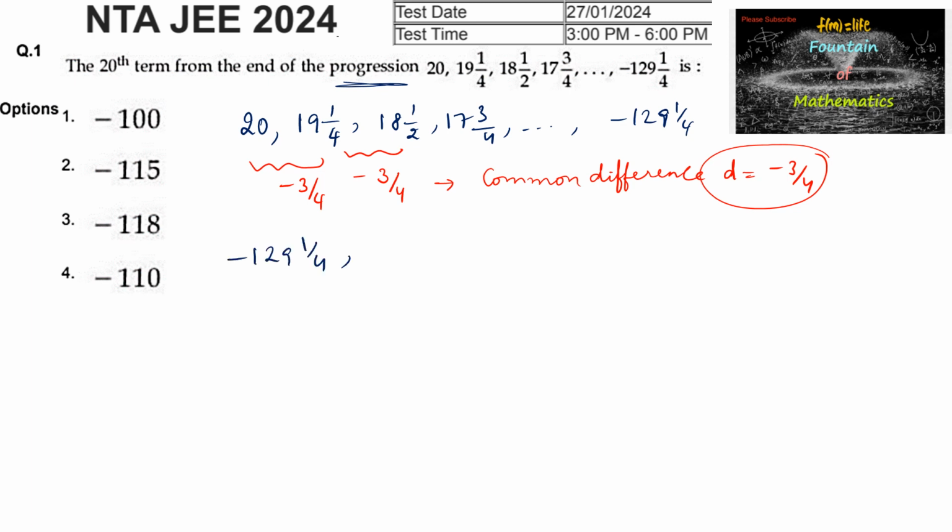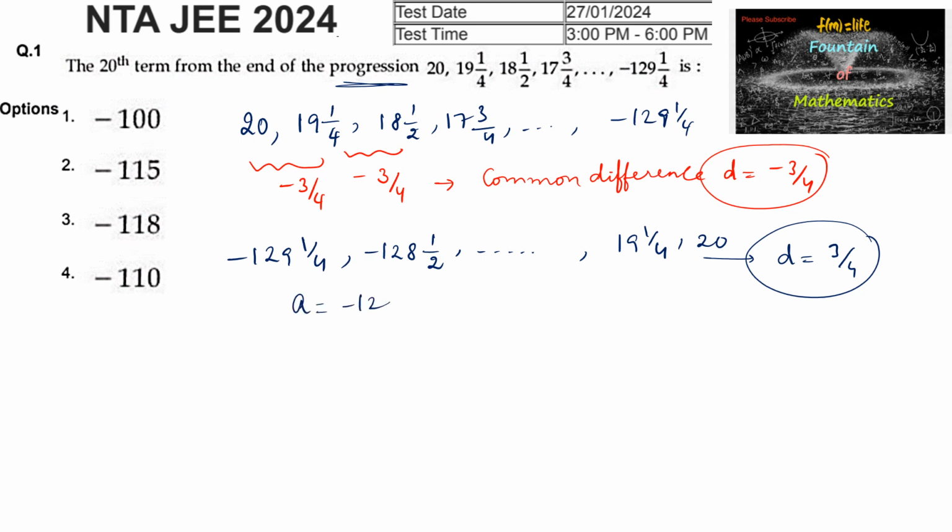This sequence can also be written from the end as minus 129 1/4, and the next number can be minus 128 1/2, and so on till 19 1/4 and 20. Here the common difference will be plus 3/4 because we are taking from the end. The first term a is equal to minus 129 1/4, and common difference d is equal to 3/4.